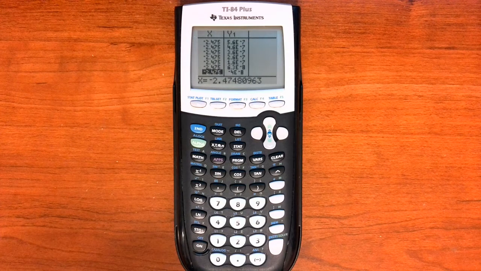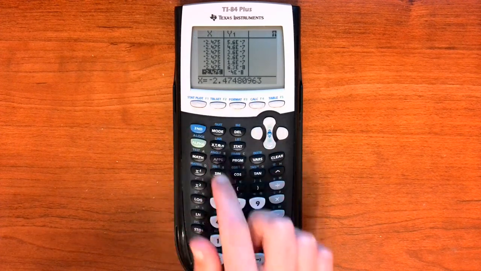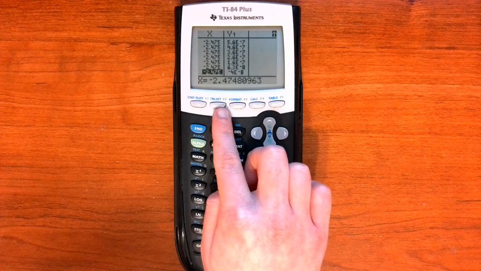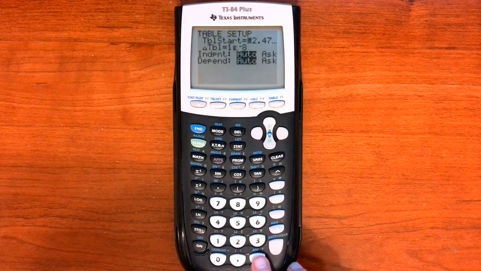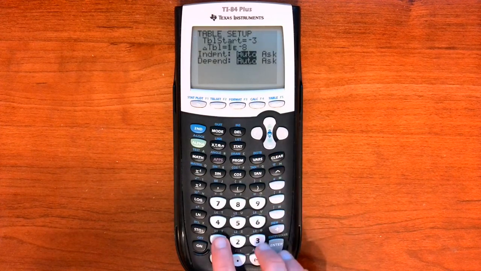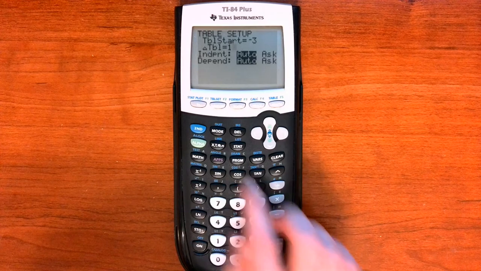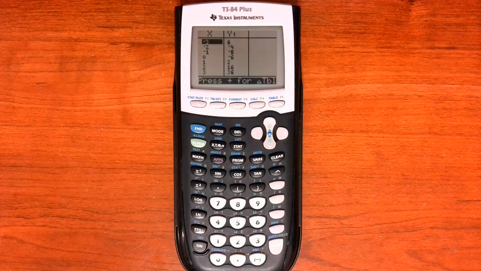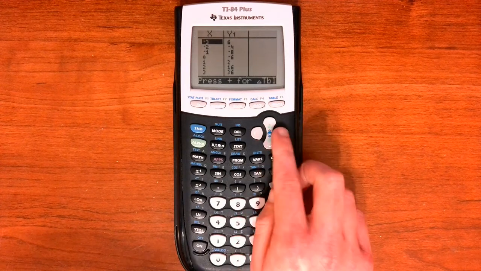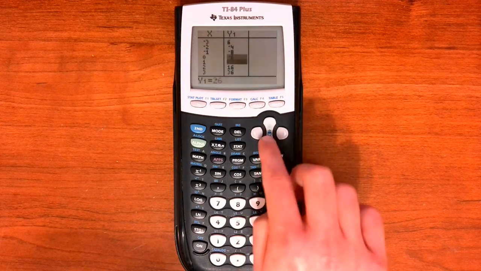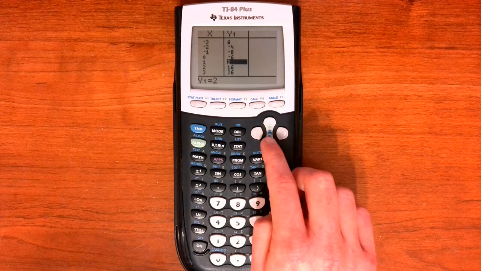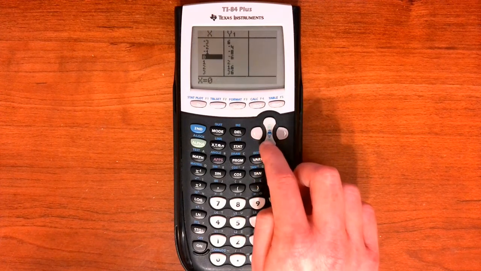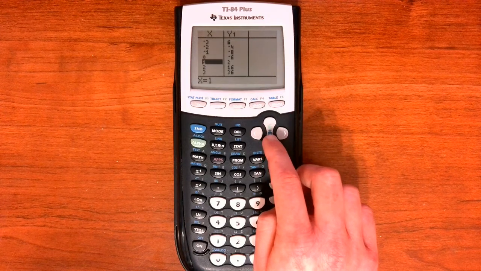First though, you'll need to reset the table. So press second and press the button that says window and has blue text above it saying table set. Have the table start be negative 3 and the delta table be 1. And then you can go to second table again and do the same thing for the other zero. So between this y value and this y value, y has to be 0 somewhere. So the corresponding x for when y is 0 has to be between 0 and 1.